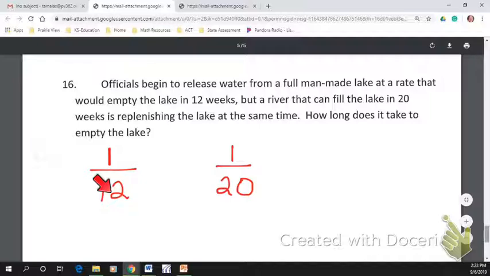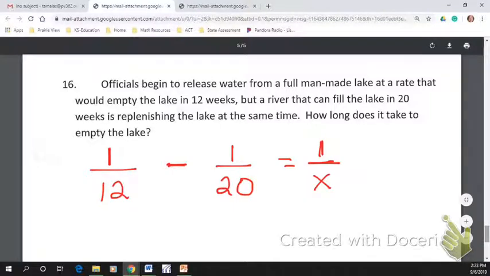So are these two working against each other or with each other? Against, right? This one's trying to empty, but this thing keeps filling it up. So if they're working against each other, we'd want to subtract that. And so that's going to end up with what? One lake being emptied in how many weeks? Okay, well, obviously we know the answer is going to be more than 12, right? Because if the river never existed, they could empty it in 12. But now working against that, so it's going to be more than 12.